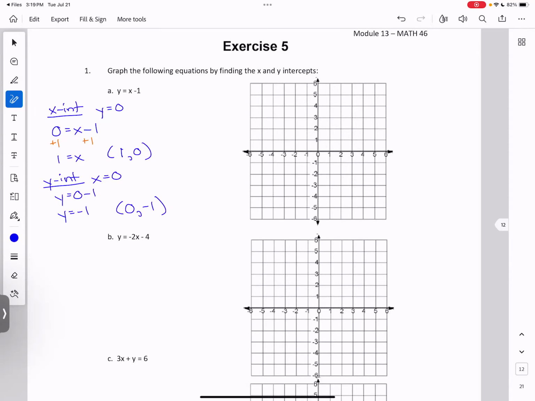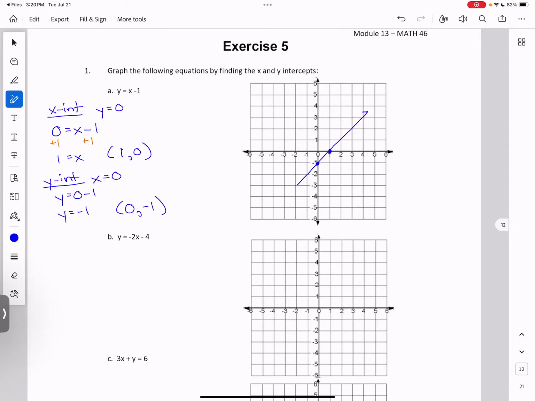Step 3, let's draw those points on our graph. So when x is 1, y is 0, gives us our x-intercept right here. And then when x is 0, y is -1, gives us our y-intercept right here. And final step, we can connect those points and extend the line. And so we end up with a line that looks like this.